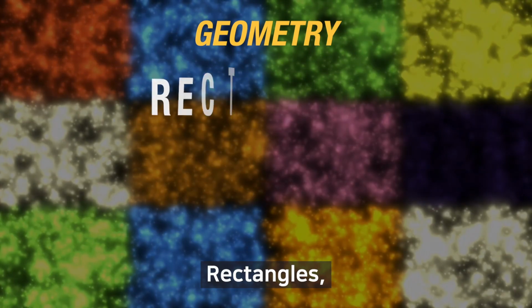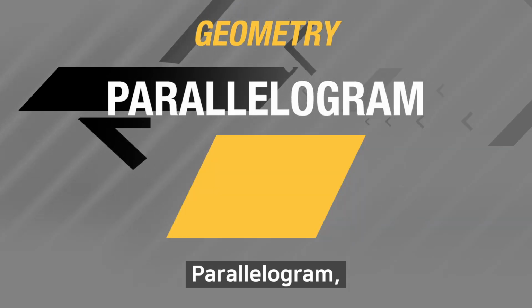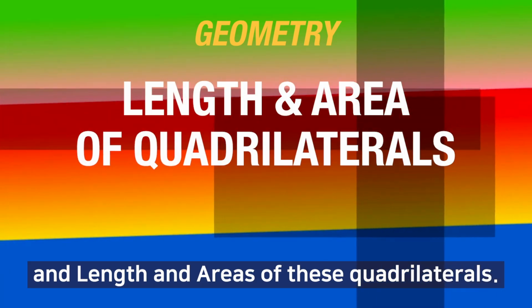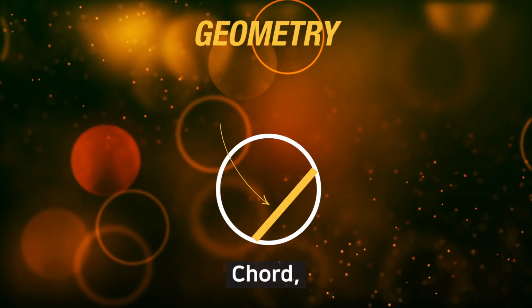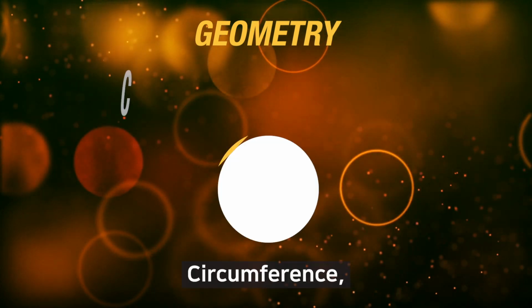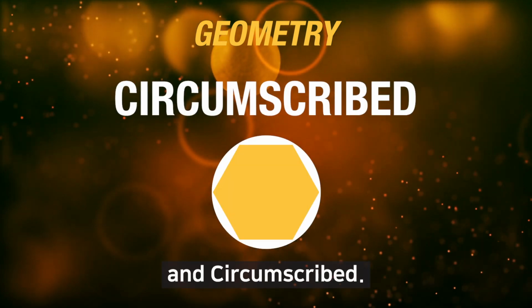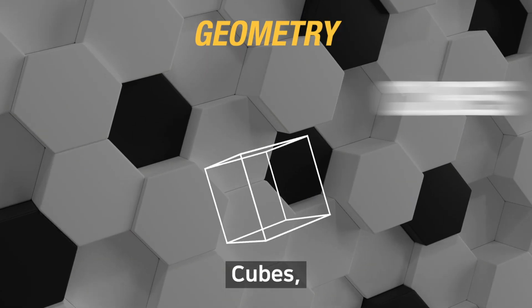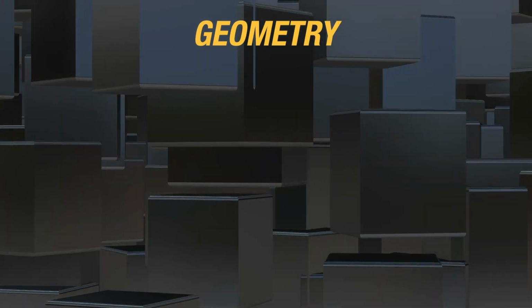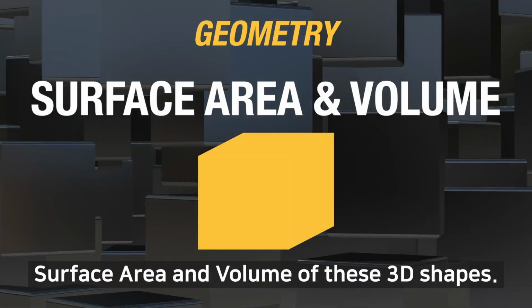quadrilaterals, squares, rectangles, trapezoid, parallelogram, and length and areas of these quadrilaterals, circles, chord, radius and diameter, circumference, area of circles, tangent, inscribed, and circumscribed, 3D shapes, cubes, cylinder, rectangular solids, vertex, surface area and volume of these 3D shapes.